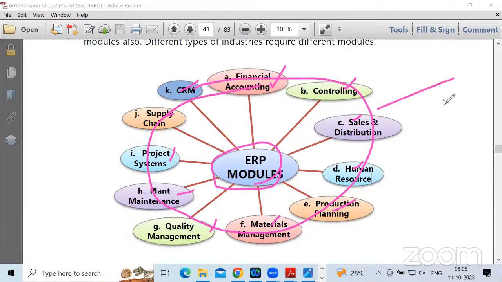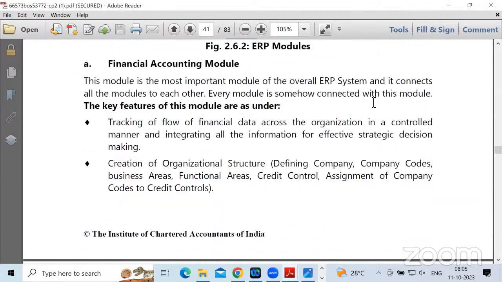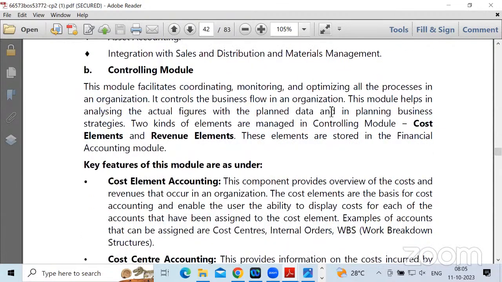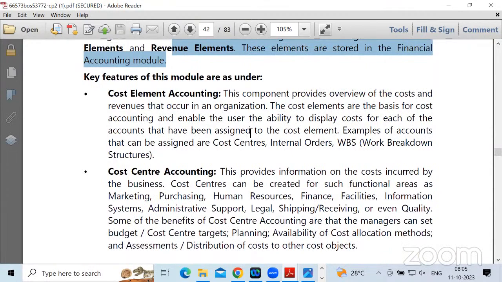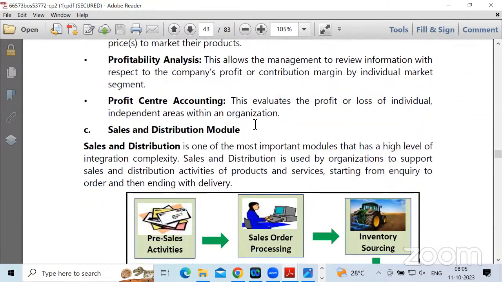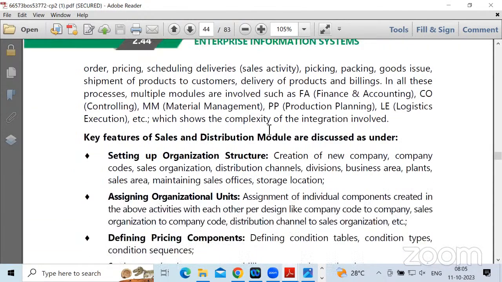Now, everything will be directly connected to the DBMS, where the data is stored. Data from all the modules will be stored. Then the controlling module: elements of revenue, cost elements. Then activity-based controlling, product cost controlling, profit controlling, profit center. All are self-explanatory. That's what I'm speaking of.